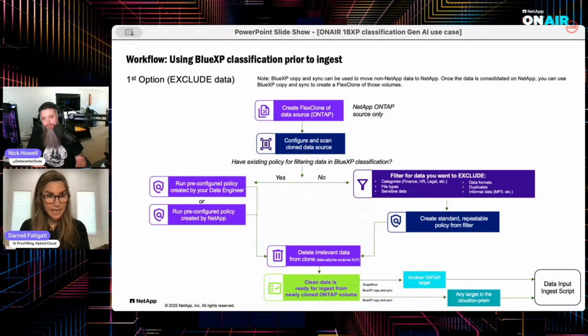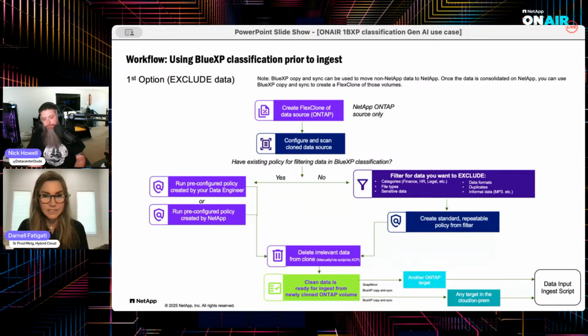You're going to configure and scan that clone, which is so easy. Again, in that configuration tab, you just go in. If it's in BlueXP, and that's also the beauty of BlueXP, BlueXP will go and find your working environments, so you can see them within BlueXP. So you'll find that, and you'll configure it.